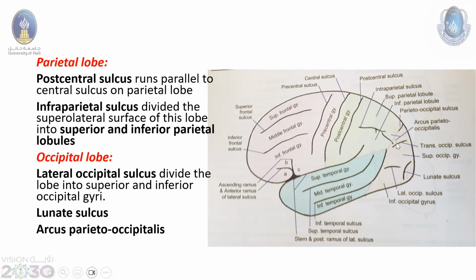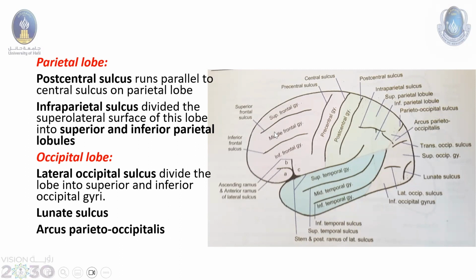Now finally coming to the occipital lobe, here we have one important sulcus called the lateral occipital sulcus. This is the lateral occipital sulcus, which divides the occipital lobe into superior and inferior occipital gyri. Along with that, we can also see a lunate sulcus, behind which will be the primary visual area. Then we can also see the arcus parieto-occipitalis, you can call it the lobule or gyrus or whatever you call it. Okay, so this is in the occipital lobe.